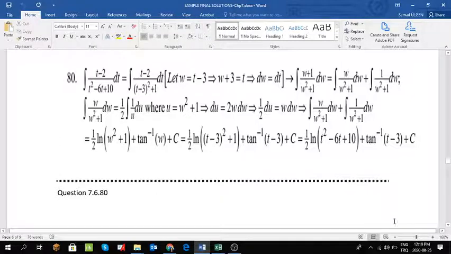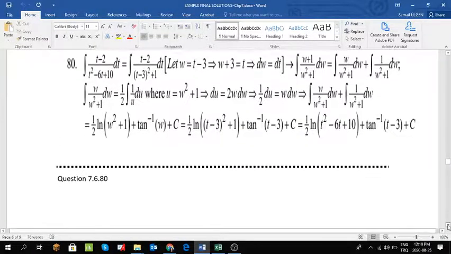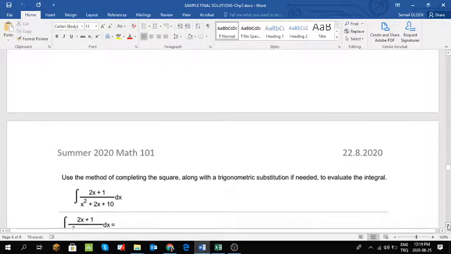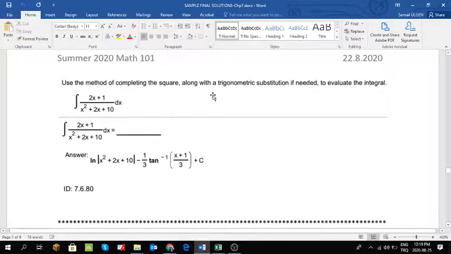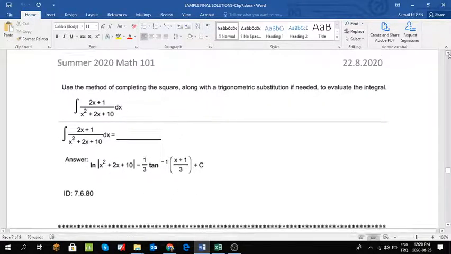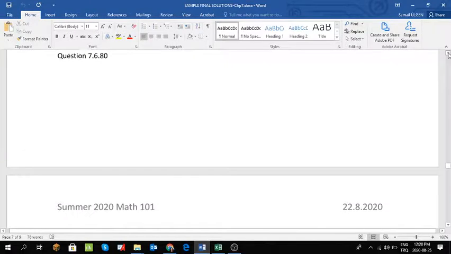Chapter 7, section 6, question 80. Here's a question. Use the method of completing the square along with a trigonometric substitution if needed to evaluate the integral. Here's the integral. First thing we do is complete the bottom part. Let me do a similar question, okay? Then you can do this on your own. Otherwise, it's like a story.